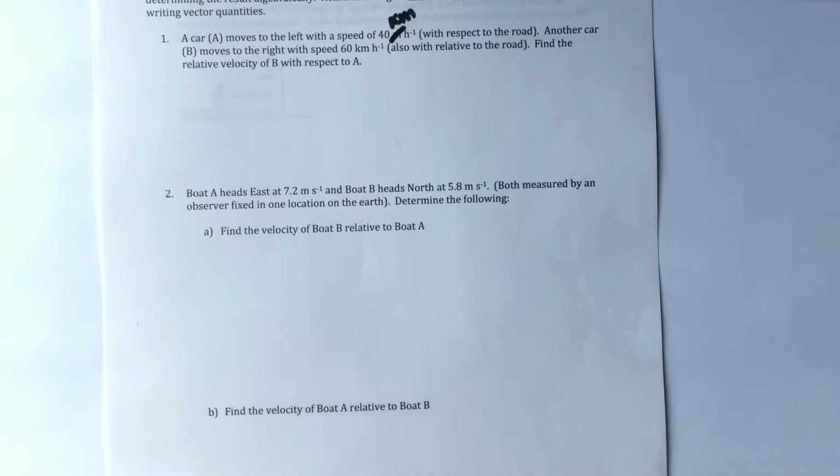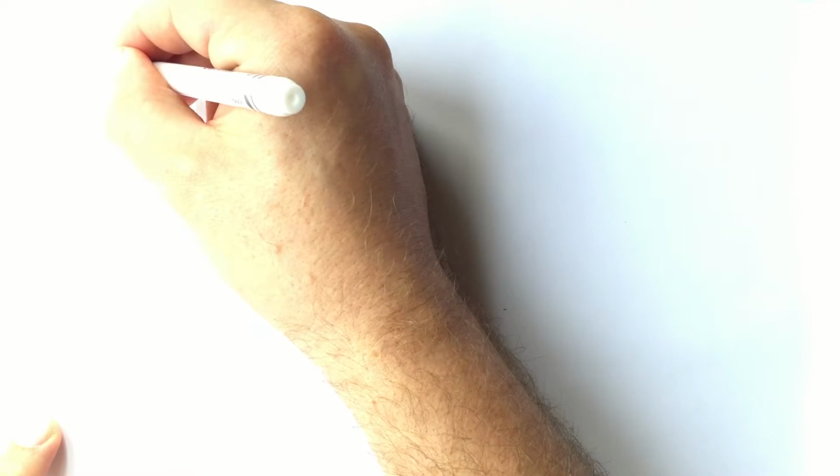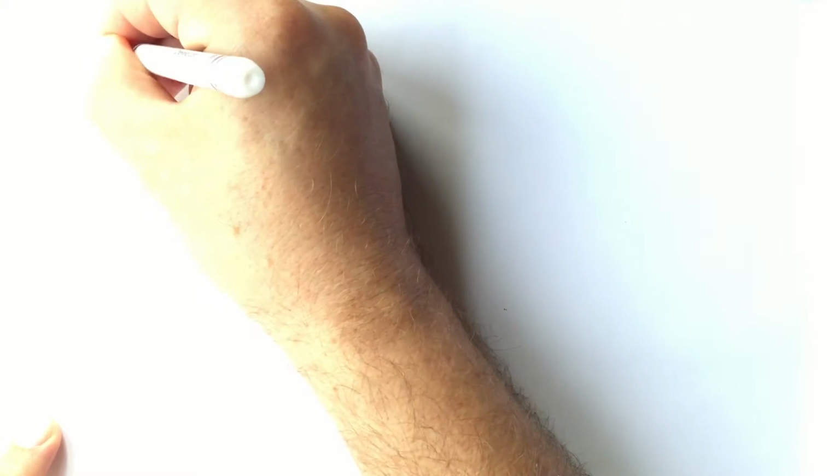Number 2. Boat A heads east at 7.2 meters per second. Now we have to define which way east and west. You know, it's like we think of this as going this way. You know, north is up.